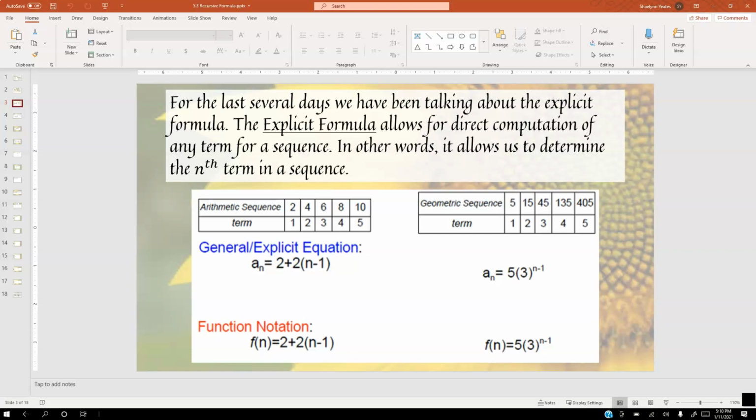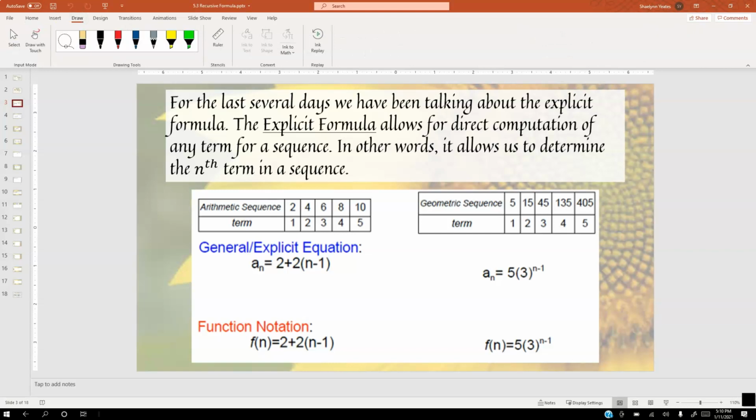So for the last several days, we've been talking about this explicit formula. The explicit formula allows for direct computation, meaning we can do it immediately. We don't have to find all the other things before it, of any term in the sequence. In other words, it allows us to determine the nth term, like what we've been doing.